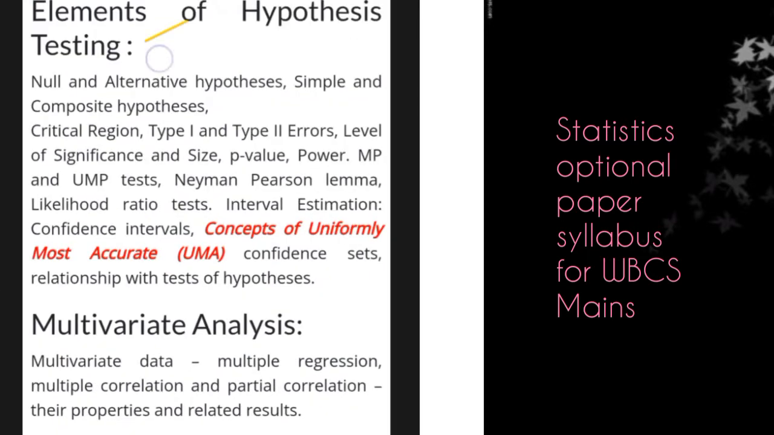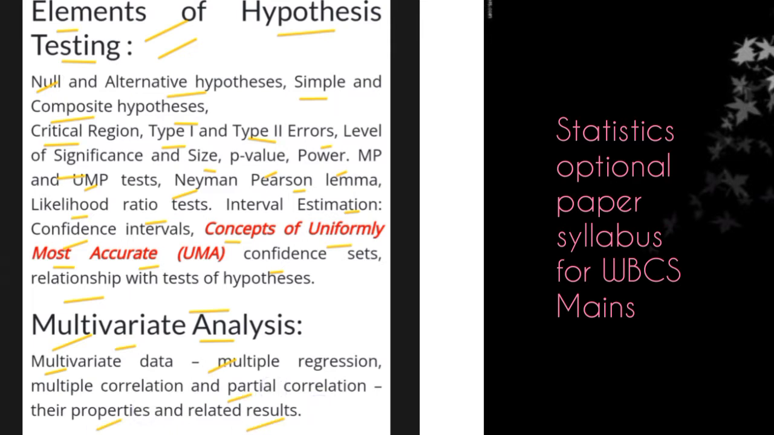The next thing that you have from paper 1 includes elements of hypothesis testing, null and alternative hypothesis, simple and composite hypothesis, critical region, type 1 and type 2 errors, level of significance and size, p-value, power, MP and UMP tests, Neyman Pearson lemma, likelihood ratio tests, interval estimation, confidence intervals, concepts of uniformly most accurate UMA confidence sets, relationship with tests of hypothesis.